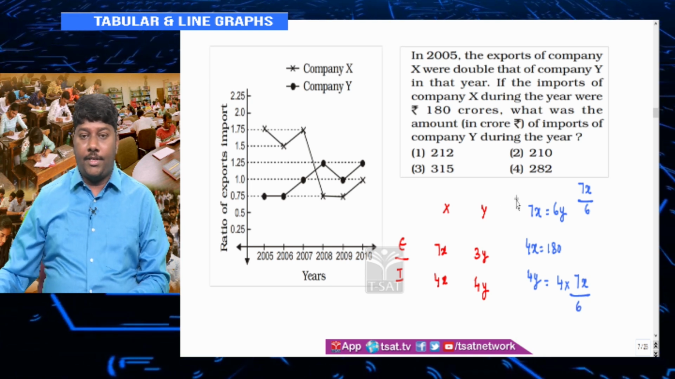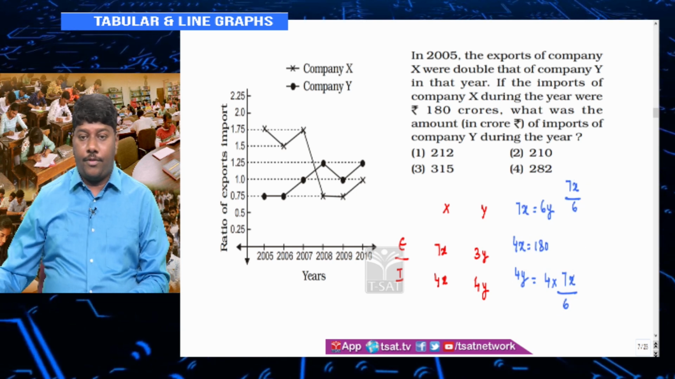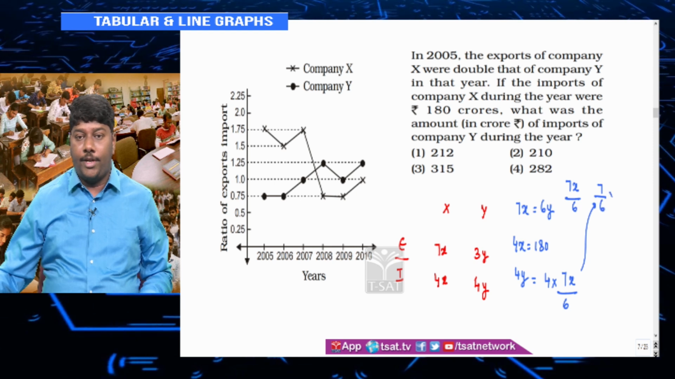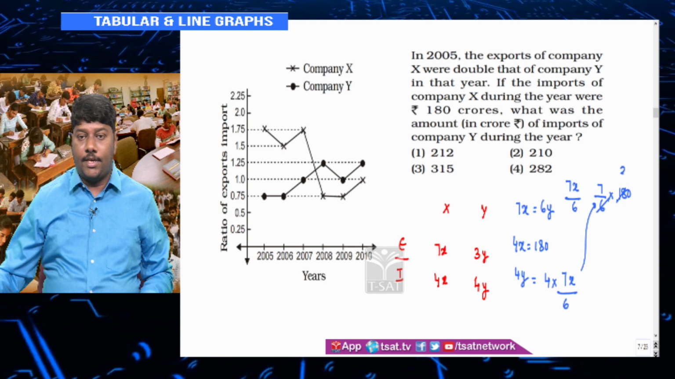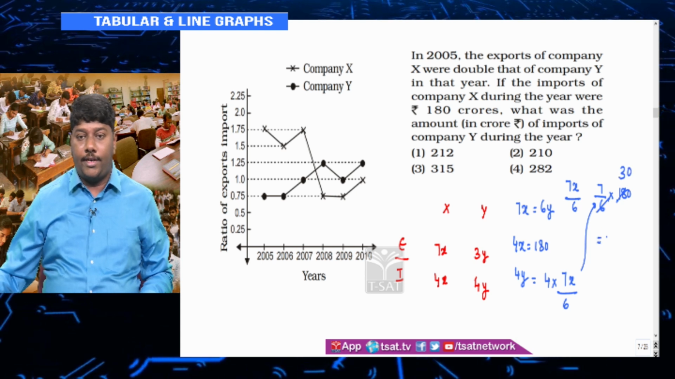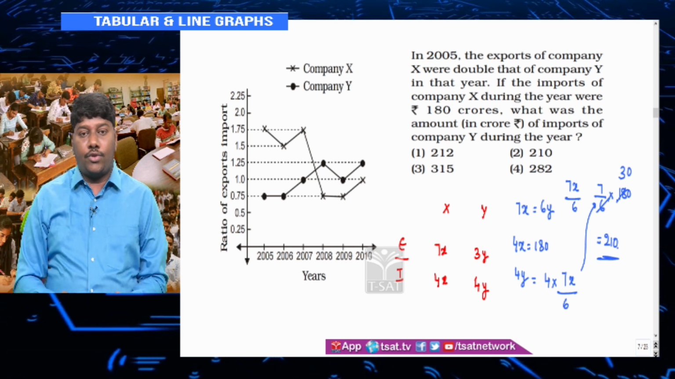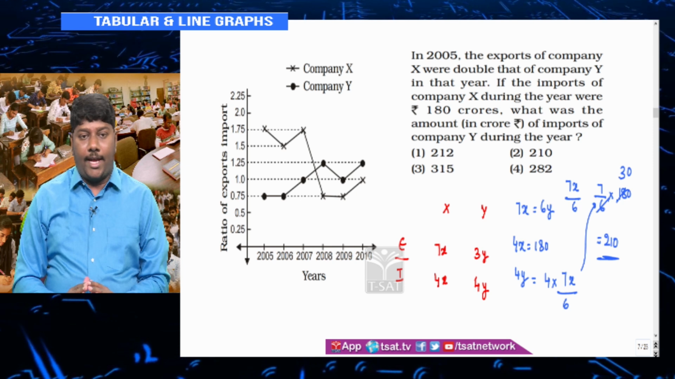4 into 7x by 6 means 7 by 6 of 4x, I can say. So if you simplify it, it is 7 by 6 into 4x. What is 4x? 180. 6 30s are 180, so 7 30s are 210. So the answer here is 210. This is how we look at the line graph.